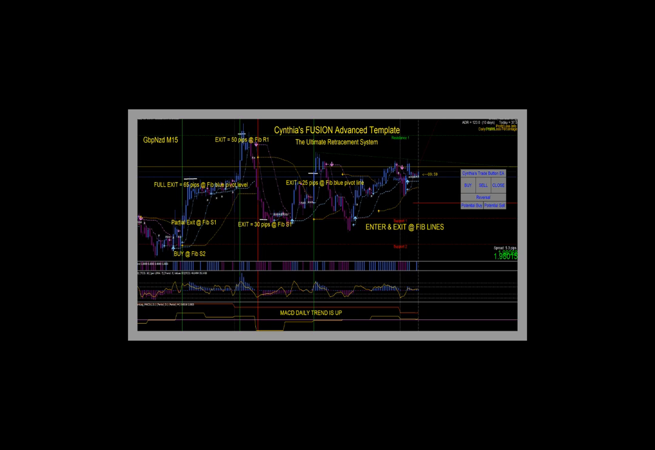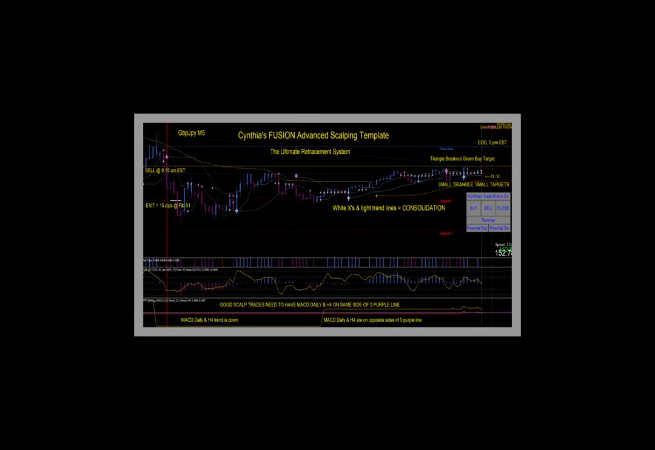This is a pound yen in a 5-minute chart if you like to scalp. Scalping in a 5-minute chart, you can enter at approximately 9:30 or 10 in the morning Eastern time, right after the US stock market opens, and take a quick 15 pips or more. Avoid trading when you have the white X's and the trend lines are very tight. That is a consolidation area. Your best scalp trades will have the MACD in the bottom window, the yellow 4-hour line trend, and the orange daily trend should be on the same side of the zero purple line.